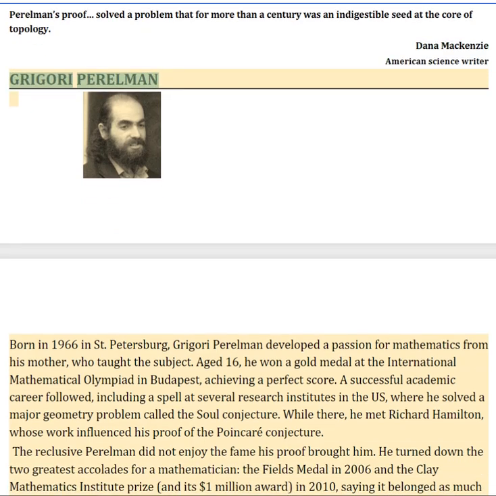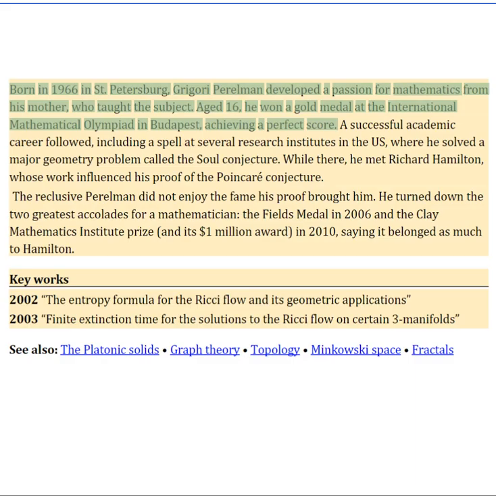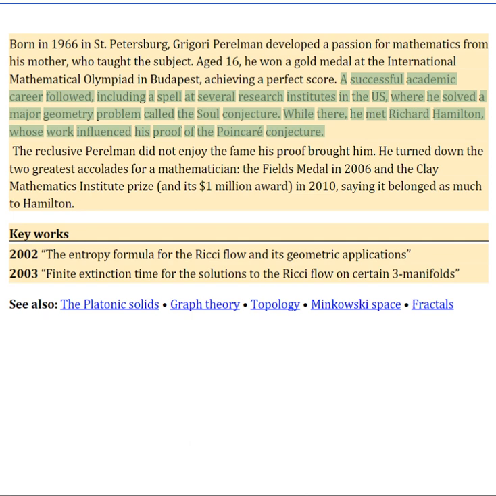Grigori Perelman. Born in 1966 in St. Petersburg, Grigori Perelman developed a passion for mathematics from his mother, who taught the subject. Aged 16, he won a gold medal at the International Mathematical Olympiad in Budapest, achieving a perfect score. A successful academic career followed, including a spell at several research institutes in the US, where he solved a major geometry problem called the Soul conjecture. While there, he met Richard Hamilton, whose work influenced his proof of the Poincaré conjecture.